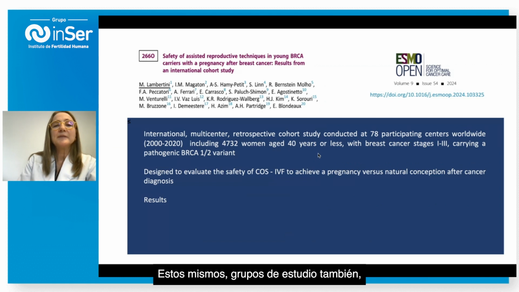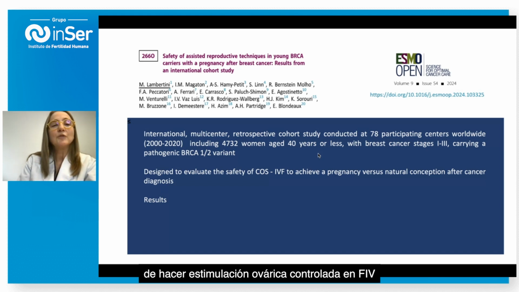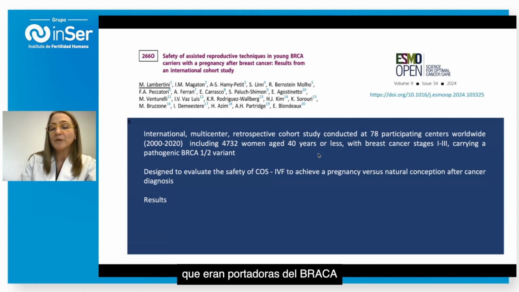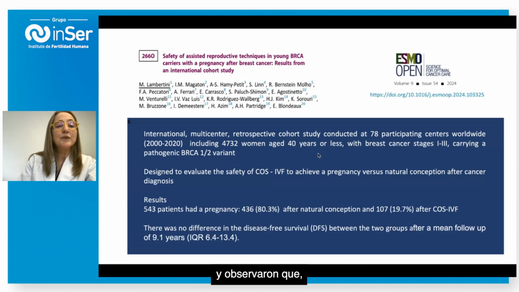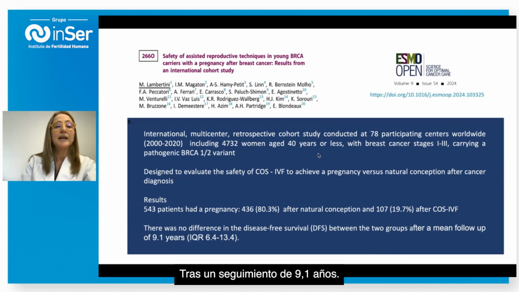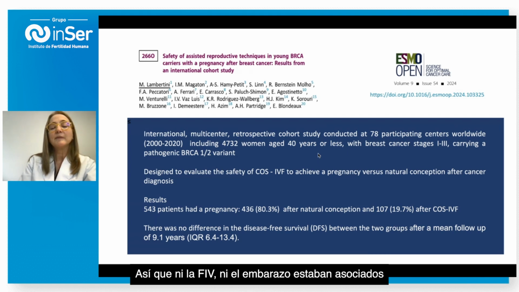This same study group also evaluated the safety of doing controlled ovarian stimulation and IVF to achieve a pregnancy versus natural conception in this subset of breast cancer patients who were carriers of the BRCA gene, and observed that out of 543 patients who had a pregnancy, 80% after natural conception and 20% after IVF, there was no difference in the disease-free survival between the two groups after a mean follow-up of 9.1 years. So neither IVF nor pregnancy were associated with an increased risk of recurrence or death.